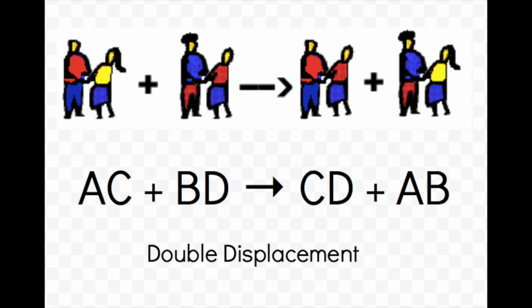Double replacement reaction or metathesis is a type of chemical reaction where two compounds react, and the positive ions, cations, and the negative ions, anions, of the two reactants switch places to form two new compounds or products.